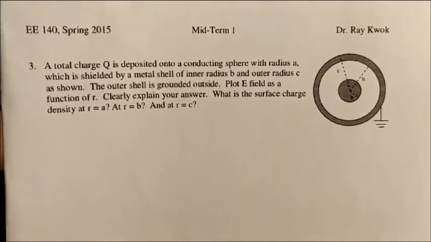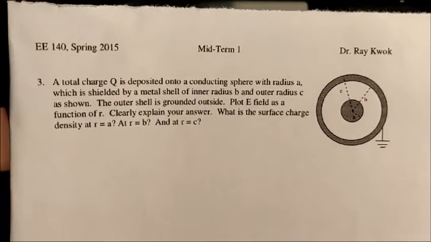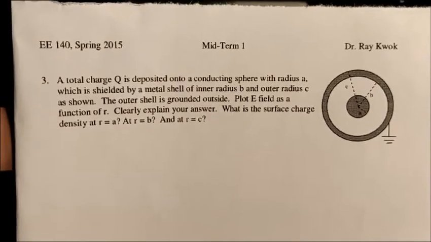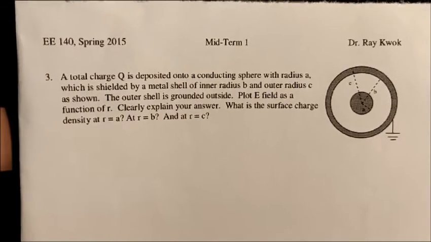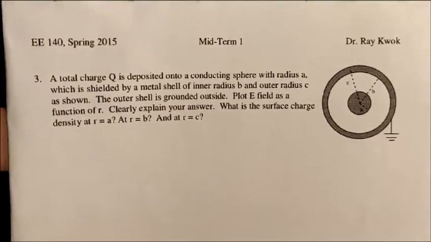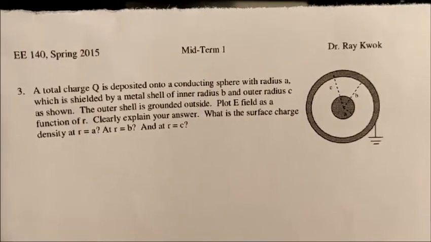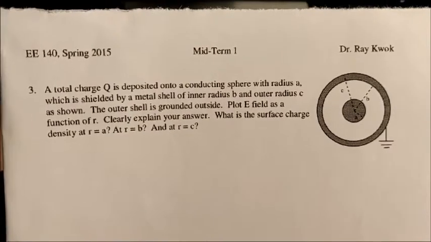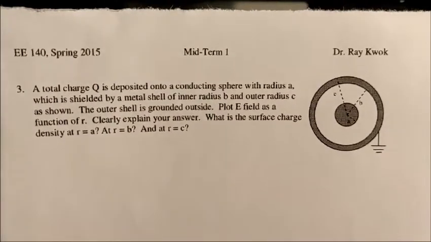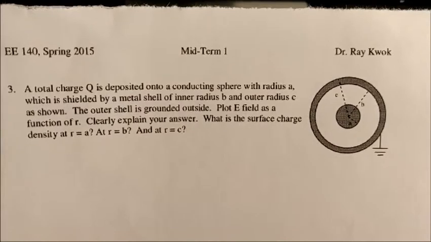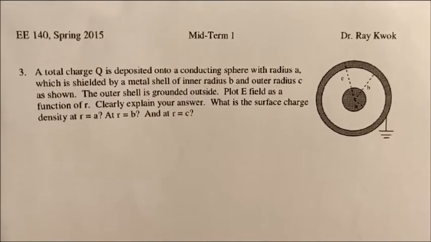So today we'll be doing another EE140 old midterm problem from spring 2015. It was the midterm 1, and the problem is as follows. A total charge Q is deposited on a conducting sphere with radius A, which is shielded by a metal shell of inner radius B and outer radius C, as shown.